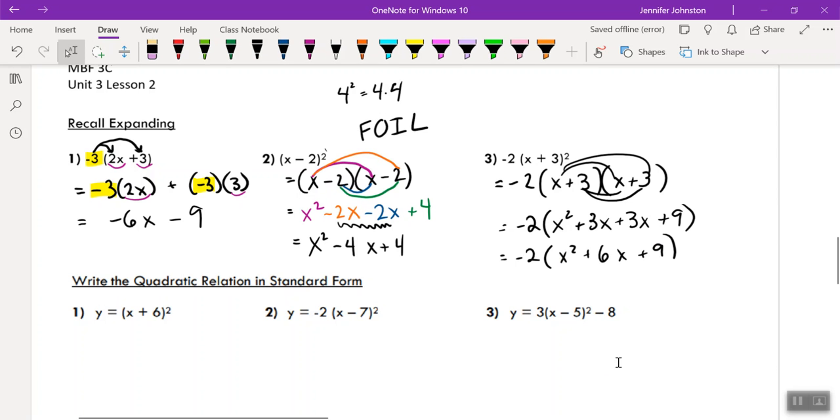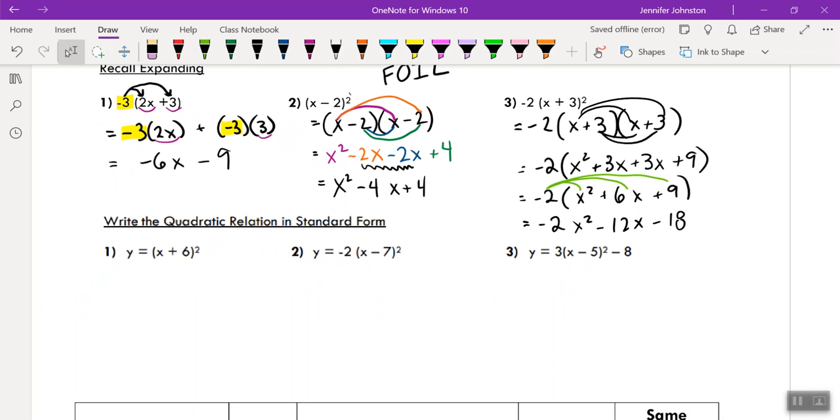But is that done? Is everything expanded? No, not yet, right? Everything has to be multiplied by the negative sign. So this -2 gets multiplied by the x squared, the 6x, and the 9. So we get -2x squared minus double this with a negative, and double this with a negative. There we go, -18.